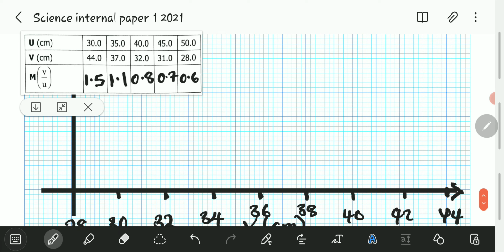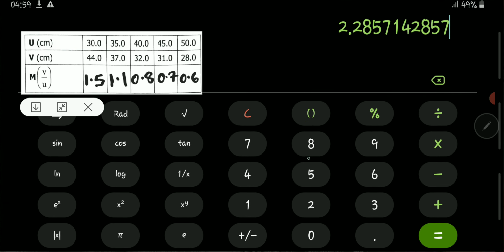Then I move to the y-axis. On the y, I almost do the same. The y is M. The biggest value is 1.5, and the smallest value is 0.6. So I'm going to say 1.5.